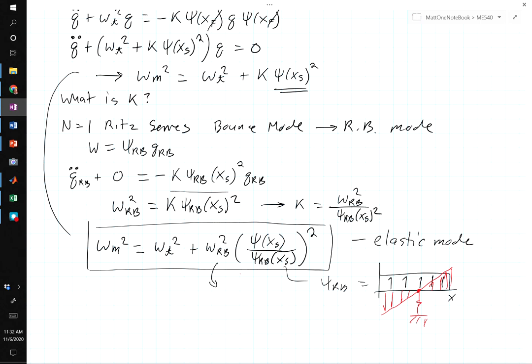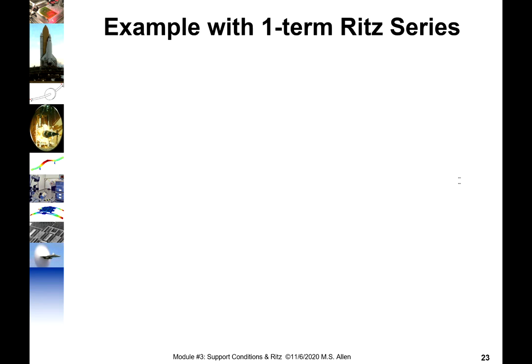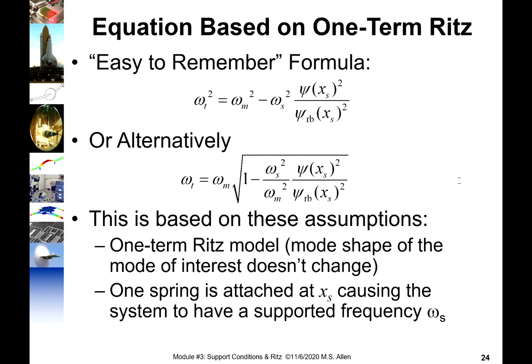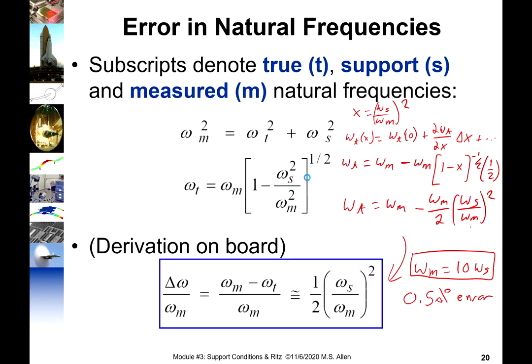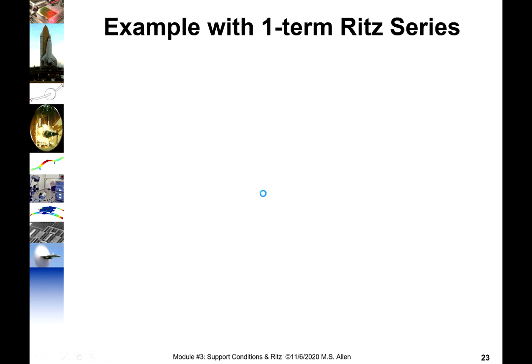All right, so there's the derivation, and it shows you how a one-term Ritz series can be used to get the same equation. And we derive this easy-to-remember formula. Here we've written it with the true on the other side. And we could also write that in this format as we had before. So the big difference is that the mode shape comes into question, right? The difference between this and our easy to remember formula here is just the presence of the mode shape in that ratio.